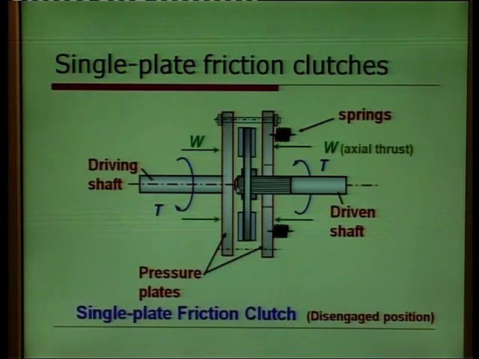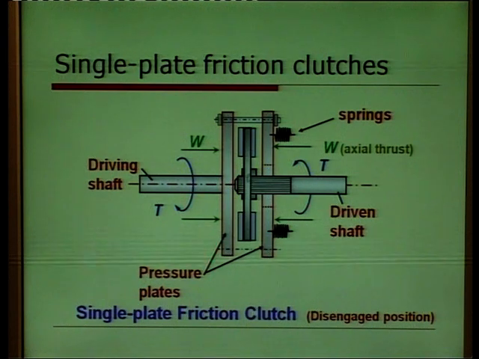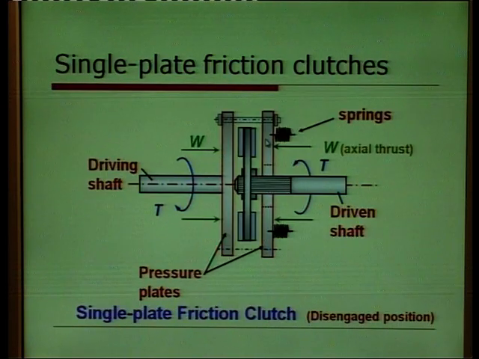This is the clutch plate. This one is the output. This has internal splines, and this one has external splines. These are both pressure plates. This is the driving shaft. This is the flywheel, right? Then this is the output driven shaft. Then pressure plate, springs, and axial thrust.